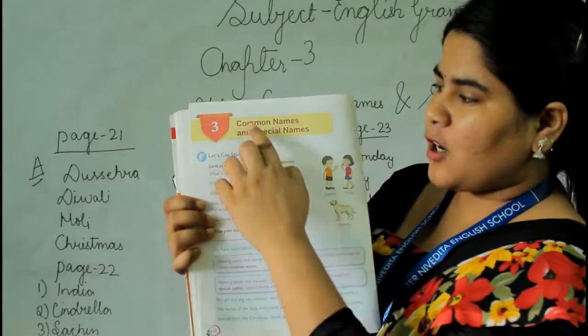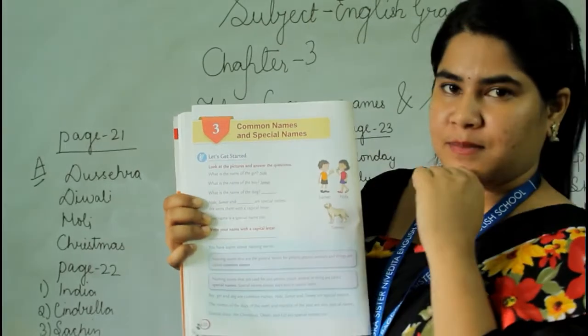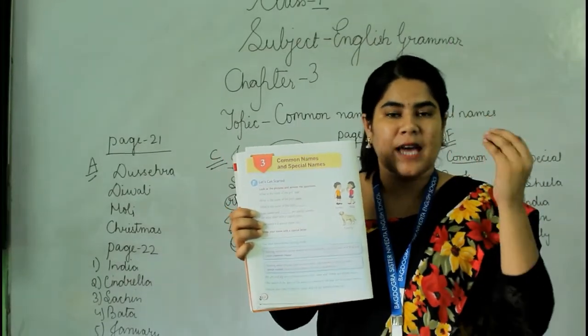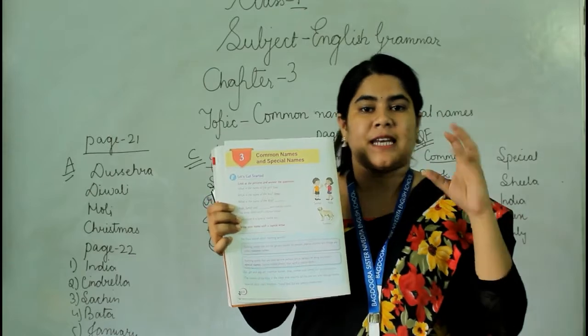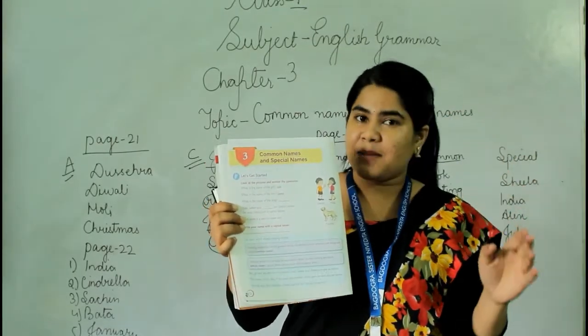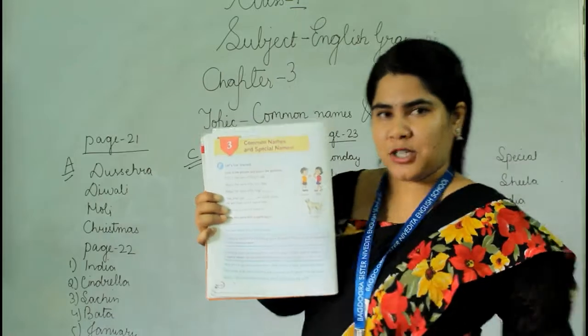Chapter number 3, common names and special names. So now what are they? We have already learned the naming words, and we have learned what naming words are: the names that are given to a person, place, animal or anything are naming words. Now what are common names and special names?